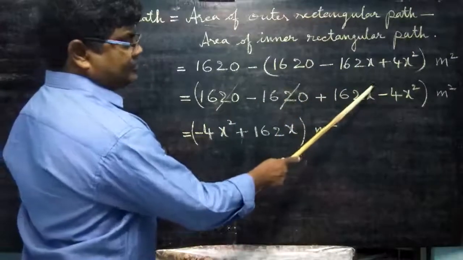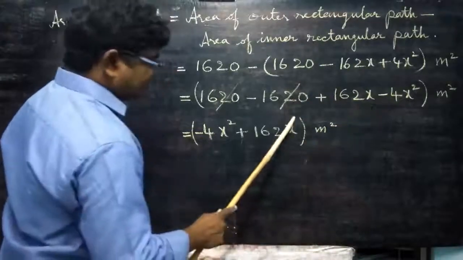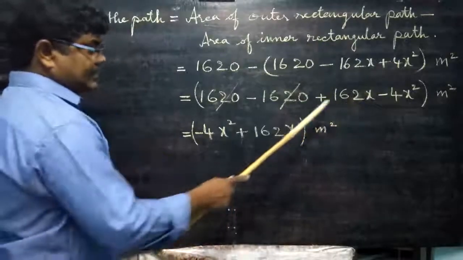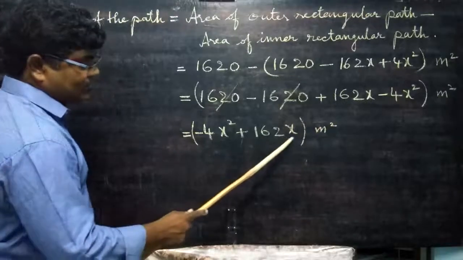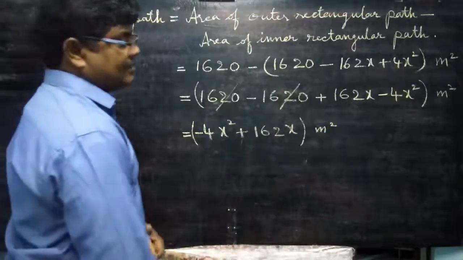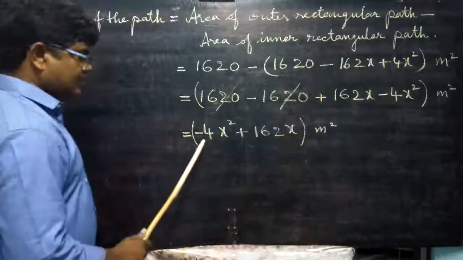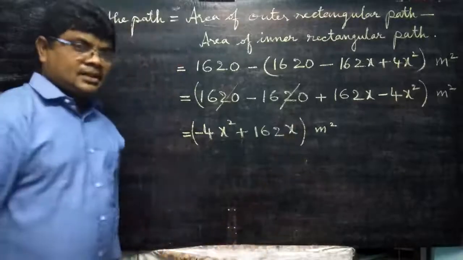By mistake I wrote, I did not check that one, x square came. Here also x square came. Please check those mistakes. That is 162x only. Plus 162x, not x square, keep in mind. Only minus 4x square. Are you able to follow? Here also minus 4x square plus 162x. Thank you.